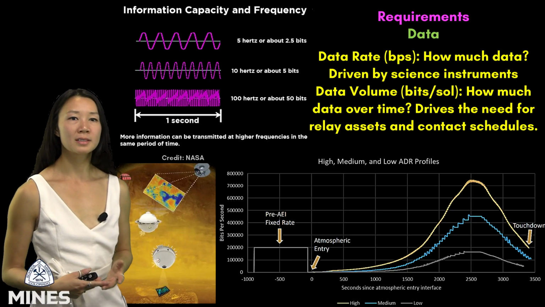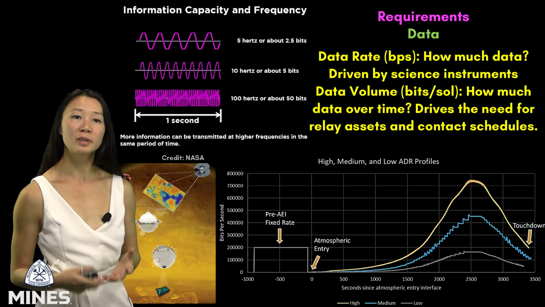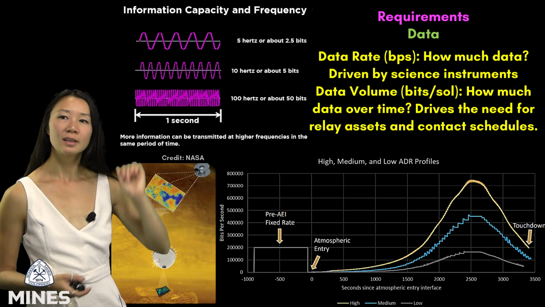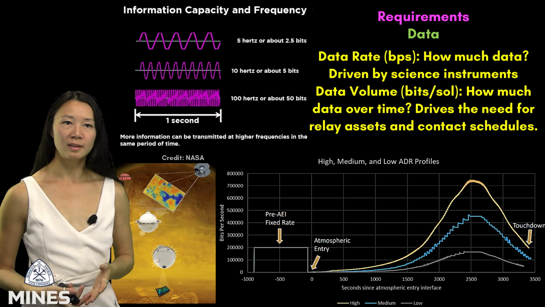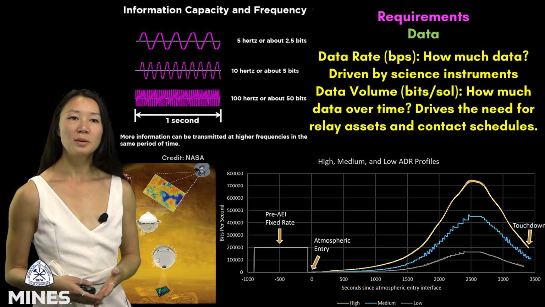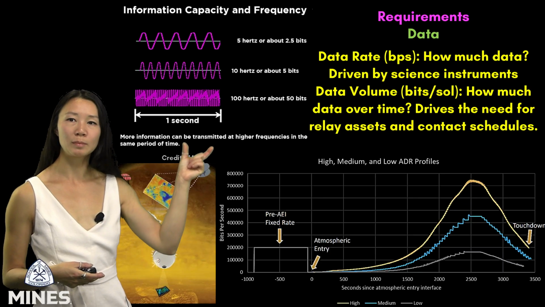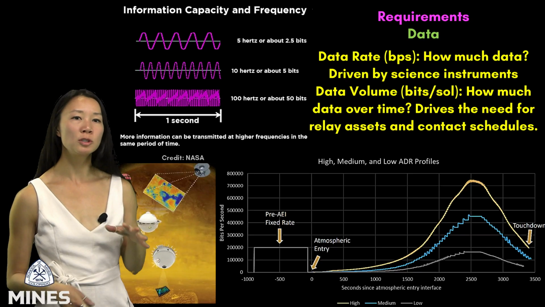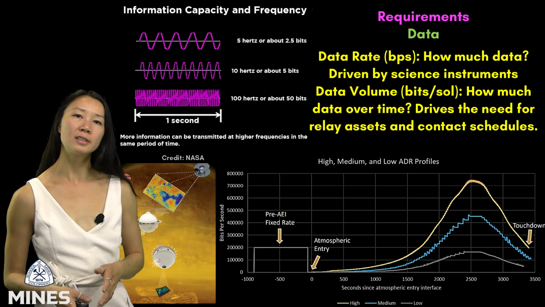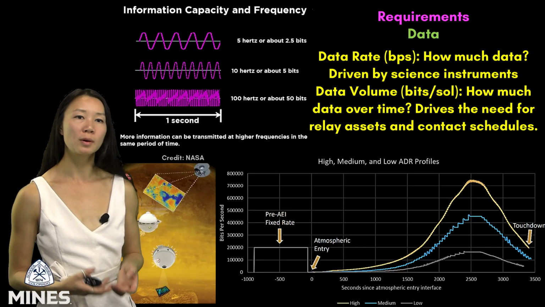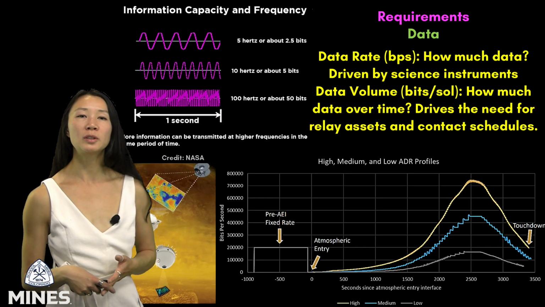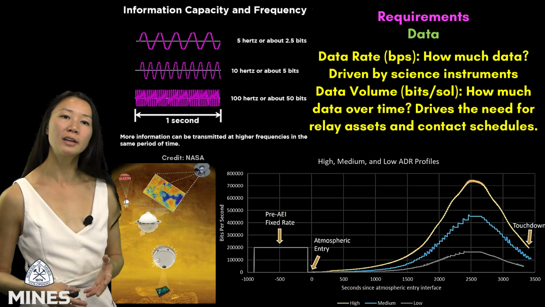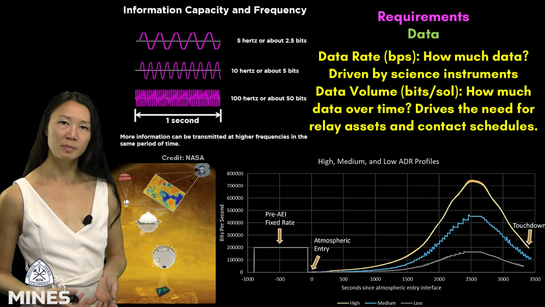A fundamental concept in communications is the relationship between frequency and information capacity. Let's look at the image in the top left. These wavy lines represent the carrier wave that we use to send data. Notice that in the same 1 second block of time, the 5 Hz signal has very few wiggles, and I can only encode about 2.5 bits. But if I increase the frequency to 100 Hz, I have many more wiggles in that same second, which allows me to encode far more information. In this case, 50 bits. The core takeaway is that the higher the frequency, this allows for higher information capacity.